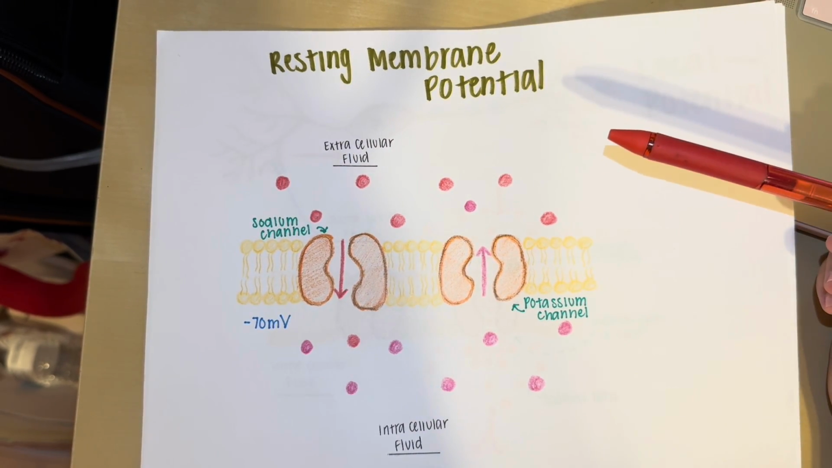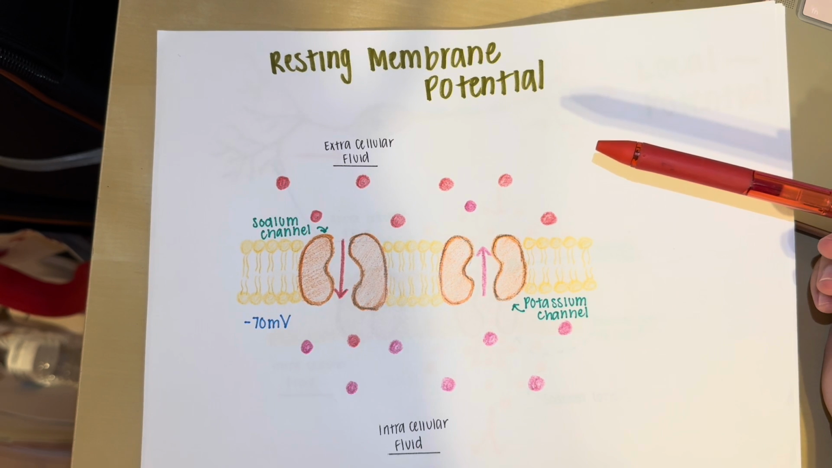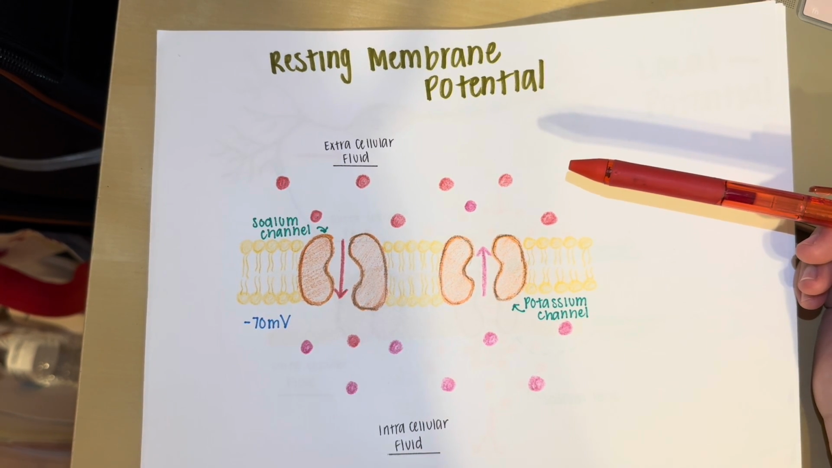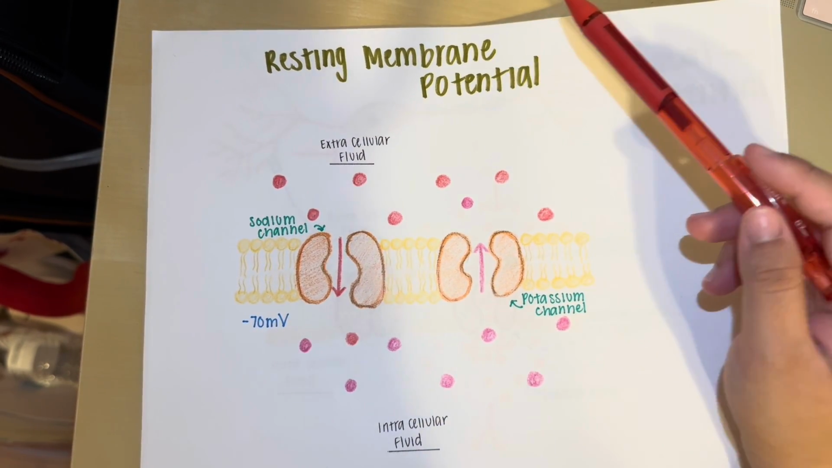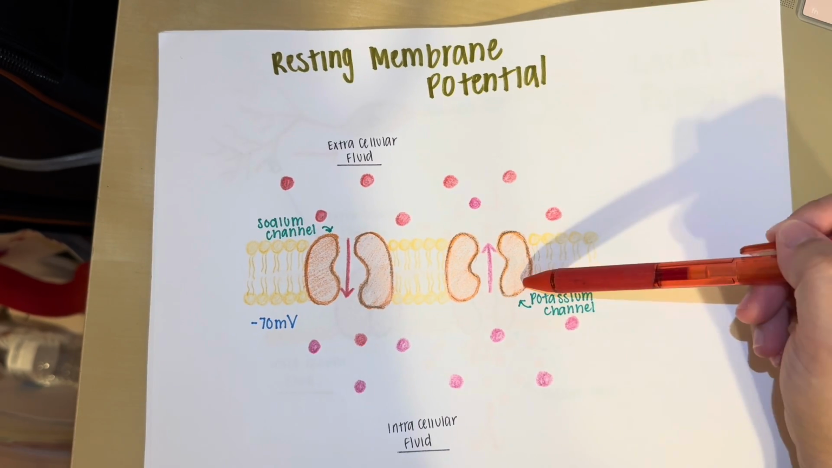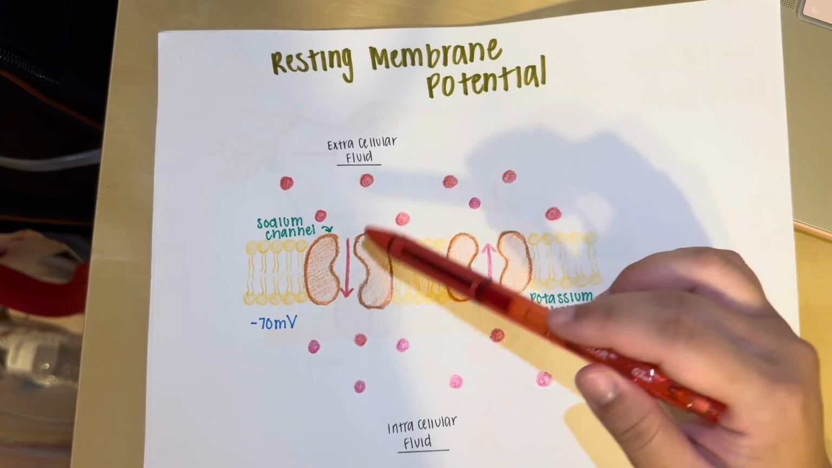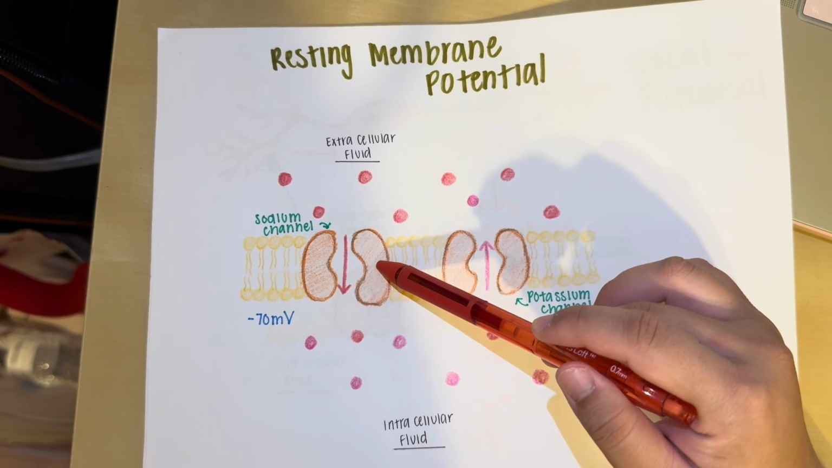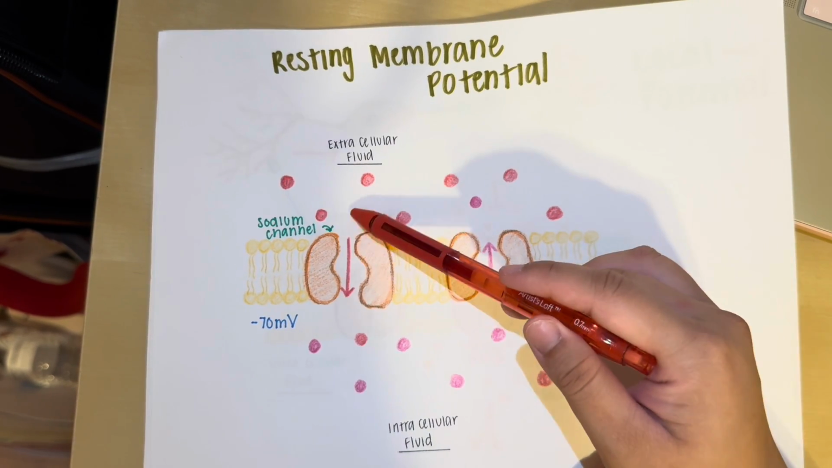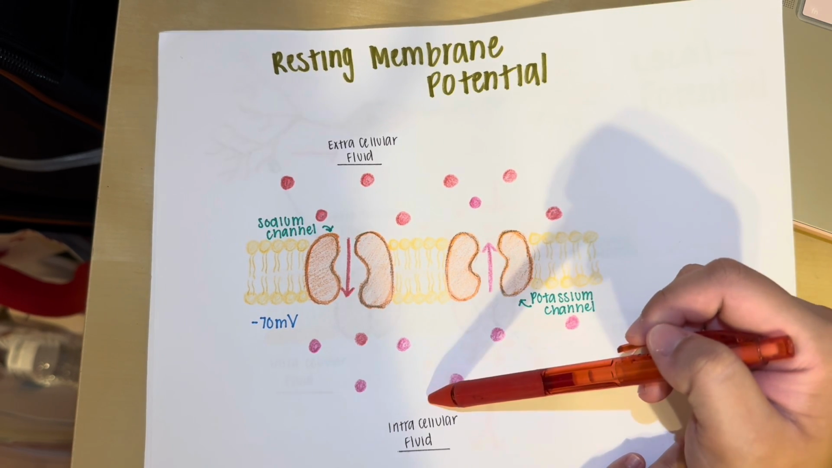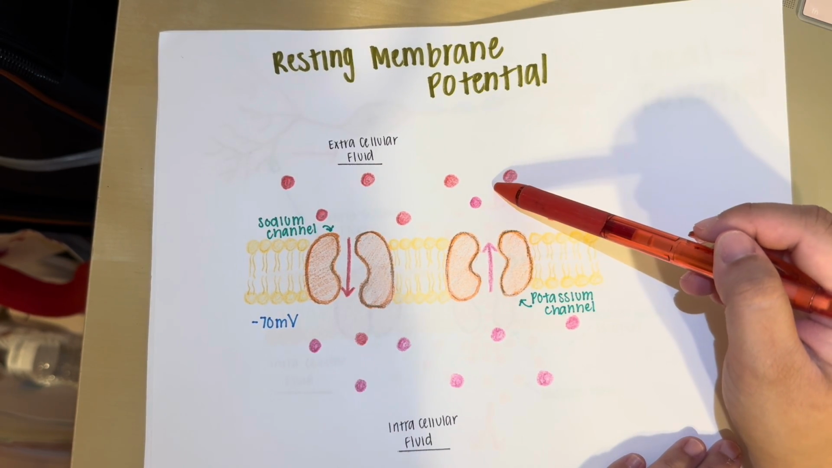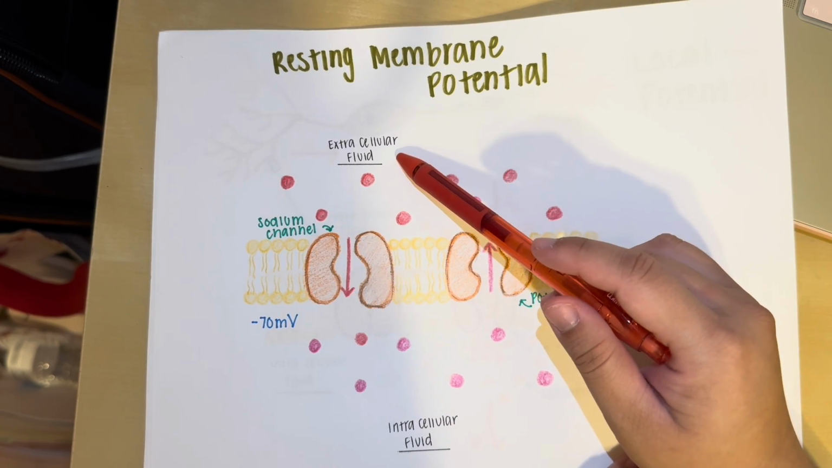When a cell is not stimulated, the stable, negatively charged electrical difference across its plasma membrane is known as the resting membrane potential. The plasma membrane contains a potassium channel and a sodium channel that uses ATP to move potassium ions into the intracellular space and sodium out of the intracellular space to the extracellular space.